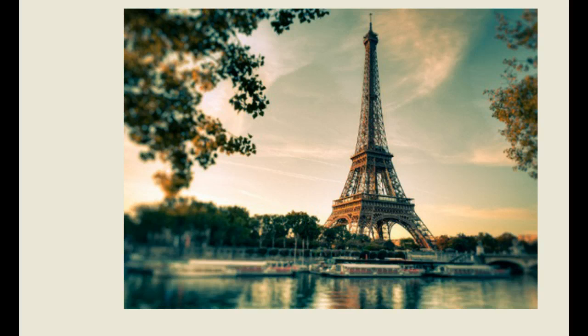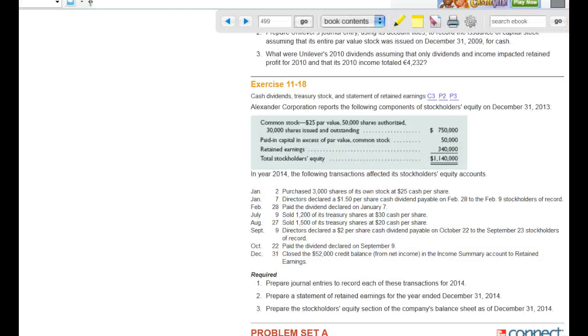So we take a quick look at the Eiffel Tower to start with. So I guess this lesson comes to you from Paris. How about that? Looks nice out there today.